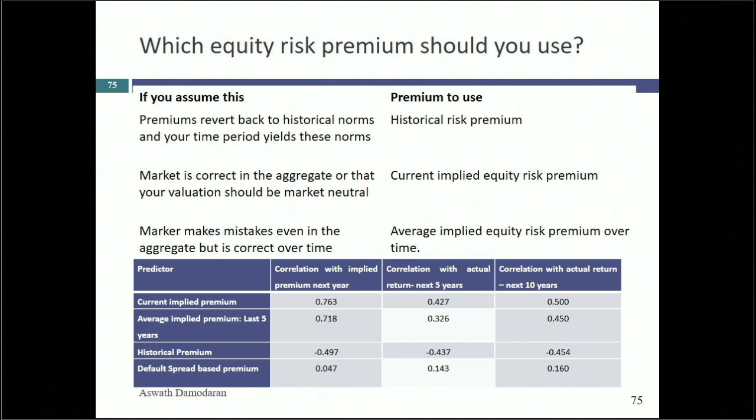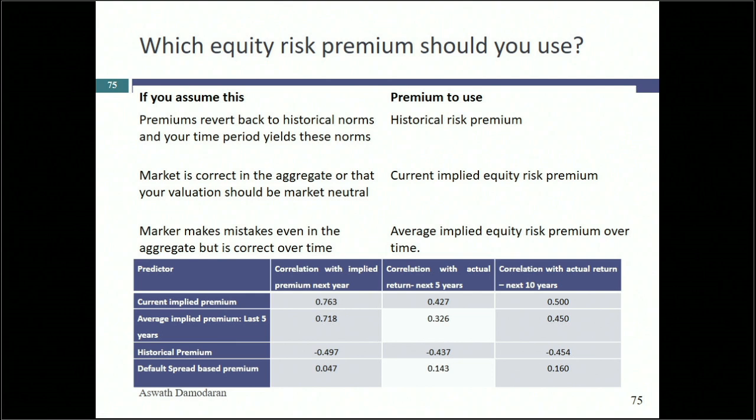So I said, I'm going to use that. I took these 4 approaches and I then looked to see which one best predicted return, first the implied premium the next year, but also what the actual returns were in the next 5 years and next 10 years. So if you have a really good predictor, would you expect to see a positive correlation or a negative correlation? You want a positive correlation. When the premium is high, you should get high returns.